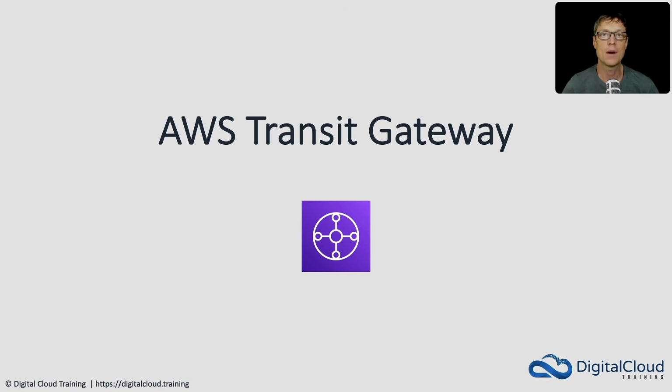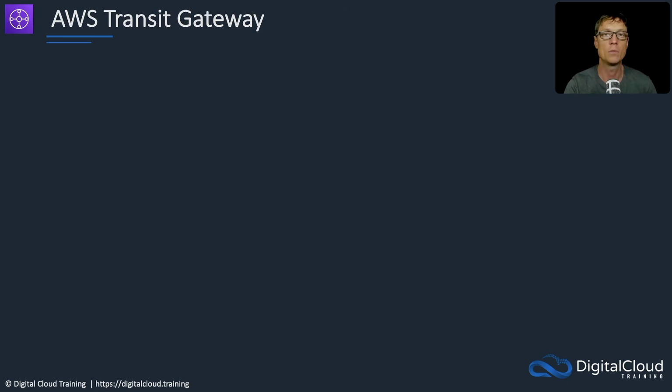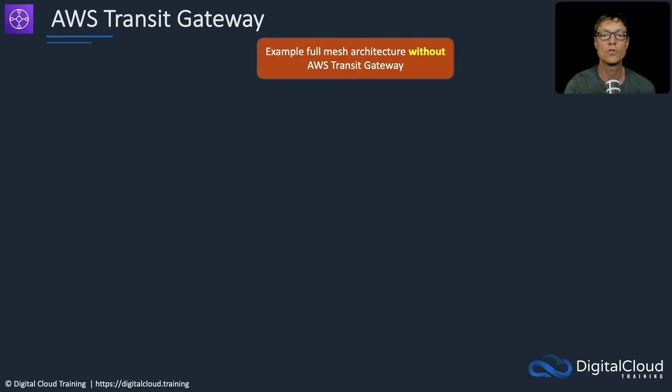AWS Transit Gateway is a really awesome service. It's described by AWS as being a cloud router, and it connects VPCs and on-premises locations together using a central hub. So let's have a look at what this means. Now, again, what I want to do is show you a fully meshed architecture without AWS Transit Gateway to help you understand the problem we're trying to solve. Because when we have lots of VPCs and on-premises locations, it can get really complex.